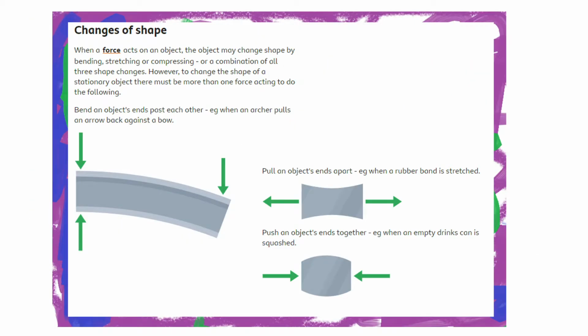Okay, so let me just read through the slides. So changes of shape. When a force acts on an object, the object may change shape by bending, stretching, or compressing, or a combination of all three shape changes.